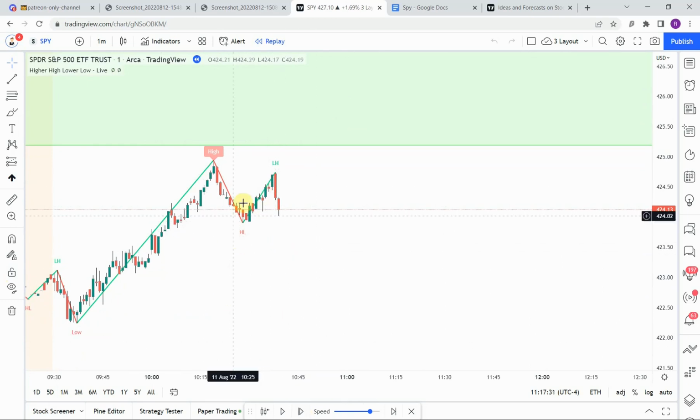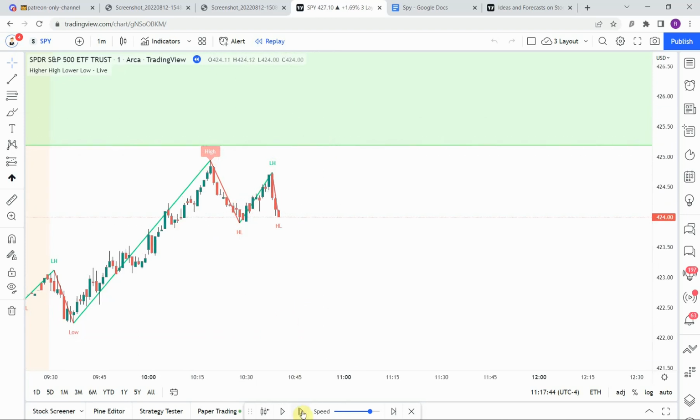lows. So now you can see that we have a lower high here. We haven't broke above this area. Now we need price to break above that area for the high, for the uptrend to continue. Let's go ahead and continue to play it forward and see what happens.